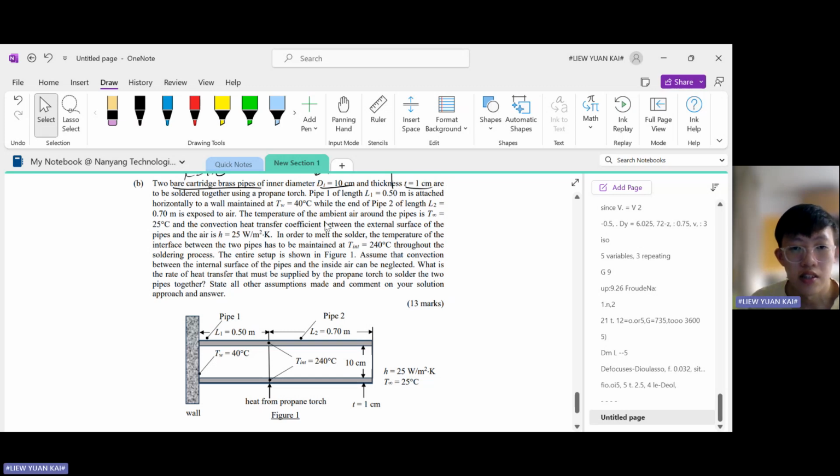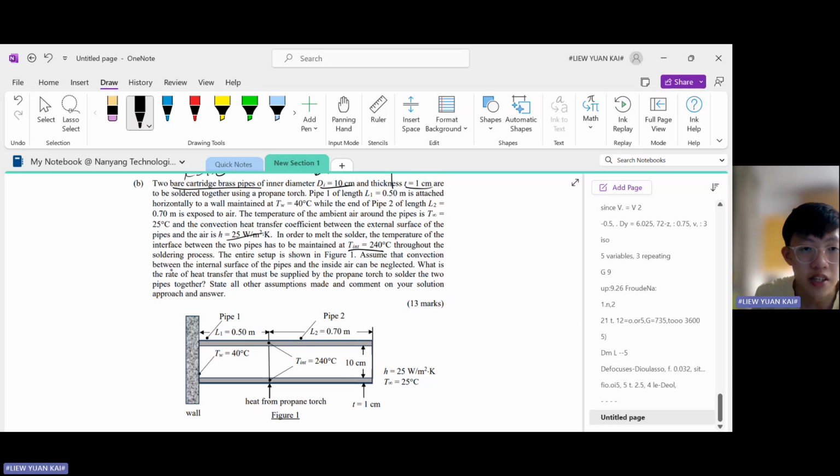The convection coefficient is 25. In order to melt the solder, the temperature of the interface between the two pipes has to be maintained at T interface of 240 degrees throughout the soldering process. The entire setup is shown in figure 1.